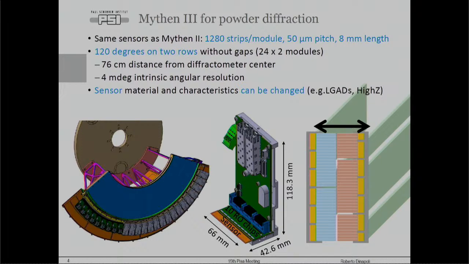The new system, which is called Mythen 3, again for powder diffraction mostly, is based on the module. This is the readout electronics, and here we have the sensor, which is 1,280 strips with a pitch of 20 microns. And this is served by 10 readout chips. This is what we are going to see during this talk. And the modules are arranged in 2 rows to cover the gaps. And then you can put them in this configuration to cover 120 degrees at the same time.